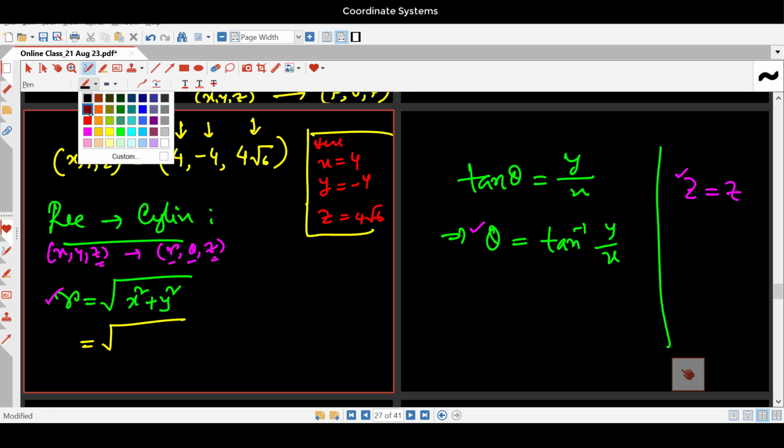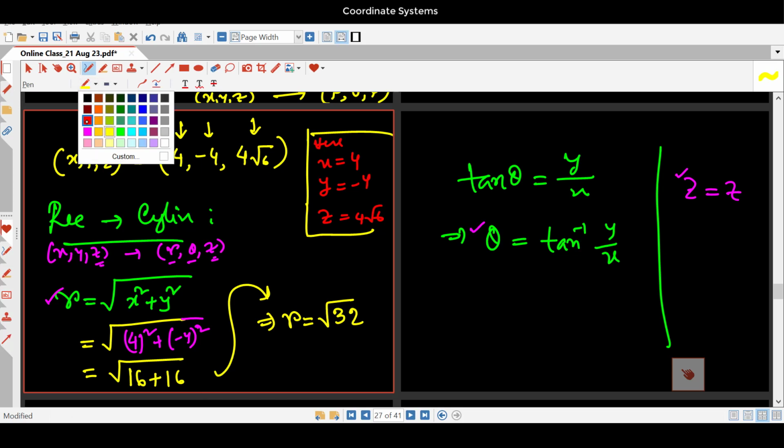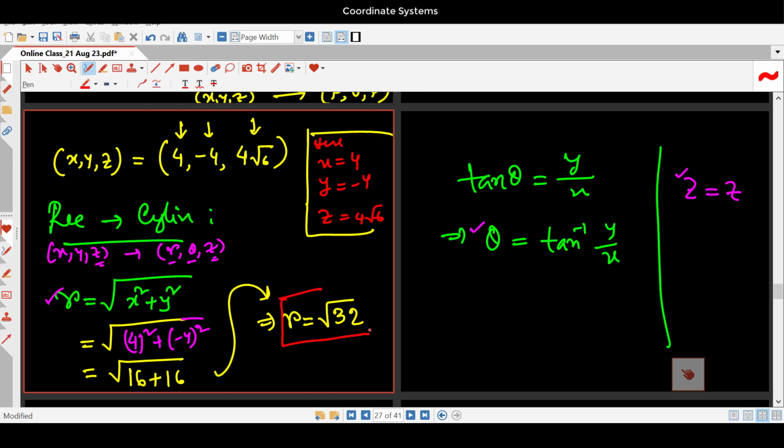Now let's input x. So x squared plus y squared, so we are getting square root of 16 plus 16. That means we have here r equals square root of 32. So this is r. We have found r. Now let's find theta.